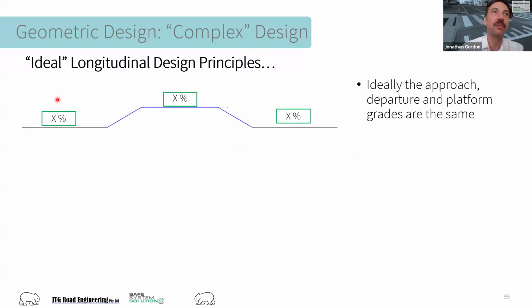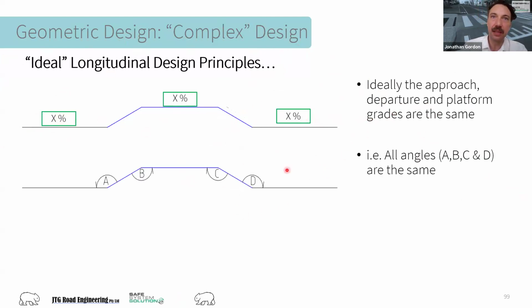So I want all these grades to be the same for ideal operation. You might not find it, but that would be great. If you're on a vertical curve, it's already getting impossible. But on a straight section, maybe that's how these could operate. I'm also saying that therefore, all of these angles for this to work geometrically are the same. So A, B, C, and D are all equal in an ideal world.